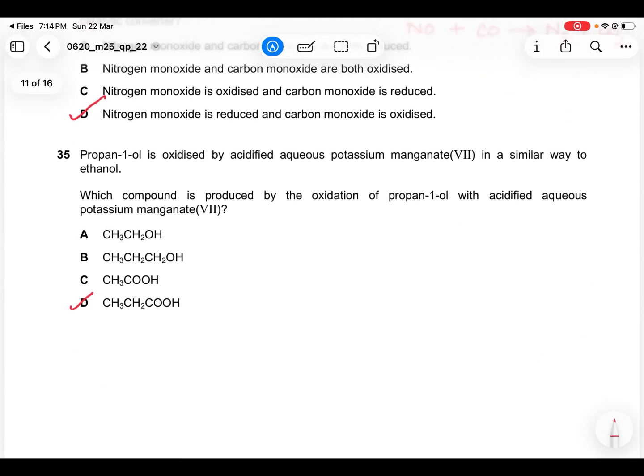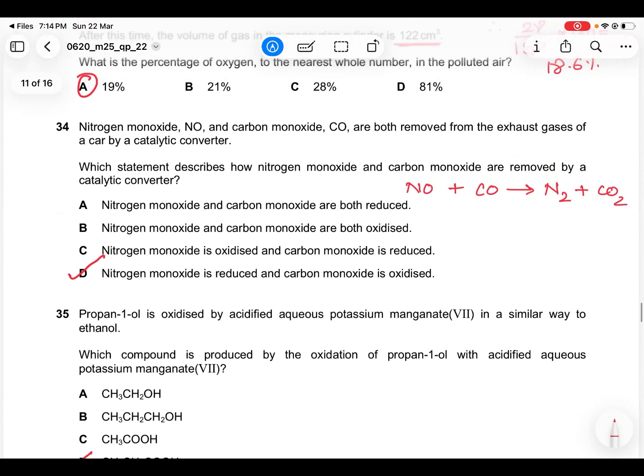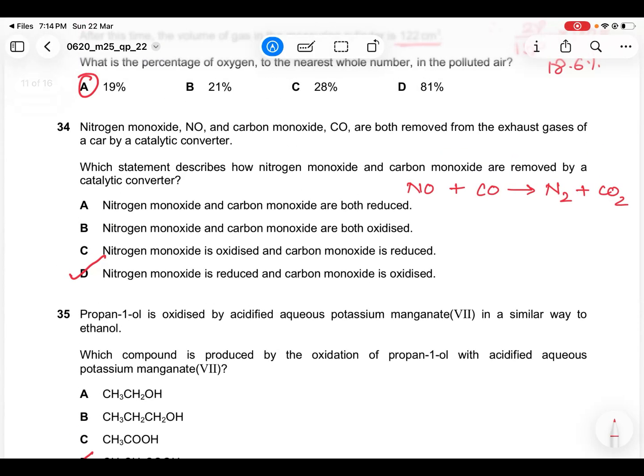Next. So you can see here that nitrogen oxide is converted to nitrogen, so it is being reduced, and carbon monoxide is converted to carbon dioxide and hence it is oxidized.